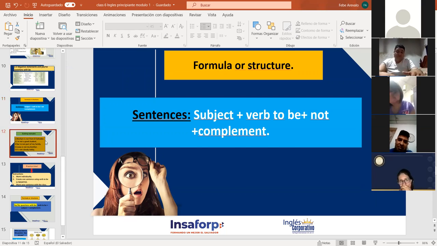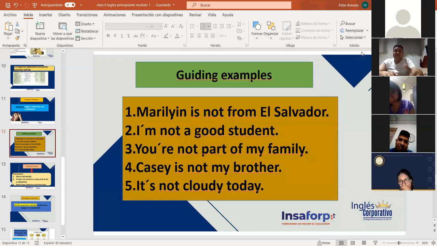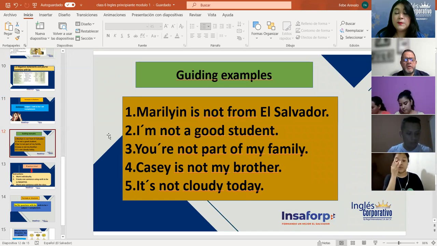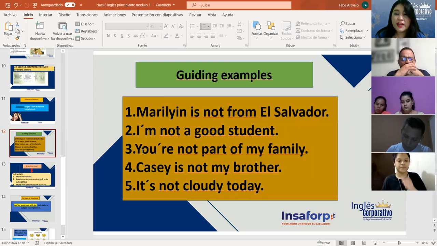All right, let's move on. We have guiding examples, all right? Let's pay attention to this one. Los voy a leer yo primero y después les va a tocar a ustedes.